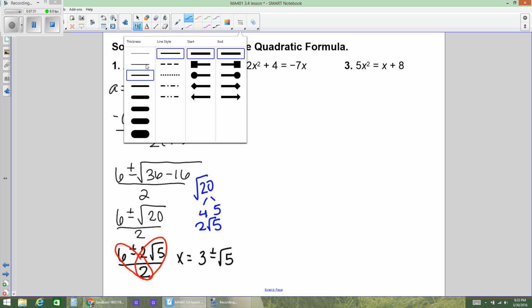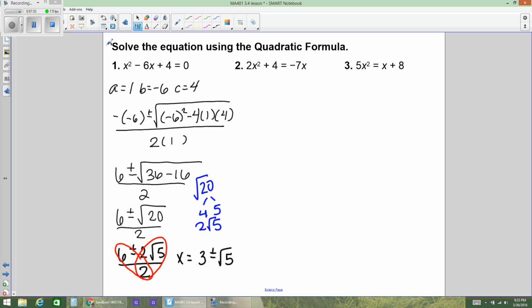Okay, I'm going to get my thinner line here, and we'll do it all over again. So A is, look at it, A is connected to the x squared, it's a 2. B is connected to the x. Am I going to write negative 7? No, I am not. I'm going to write positive 7 because I would have to move it to the other side by addition in order to be in standard form. And C is 4.